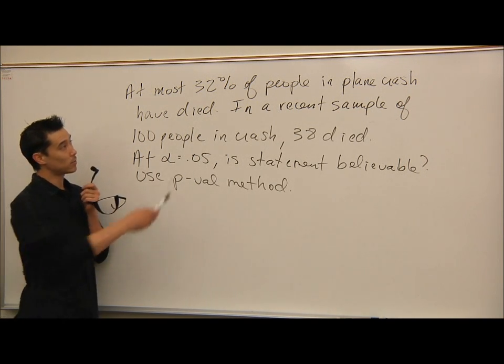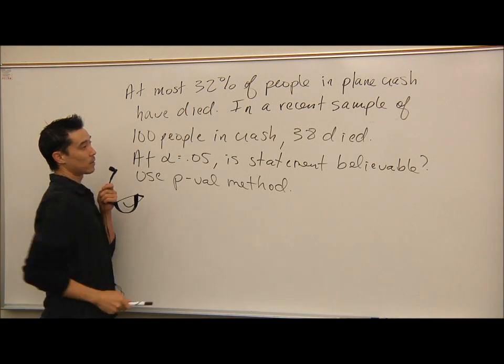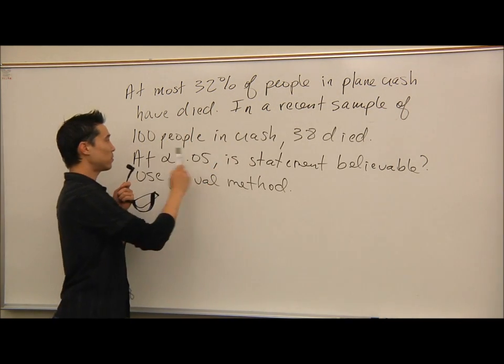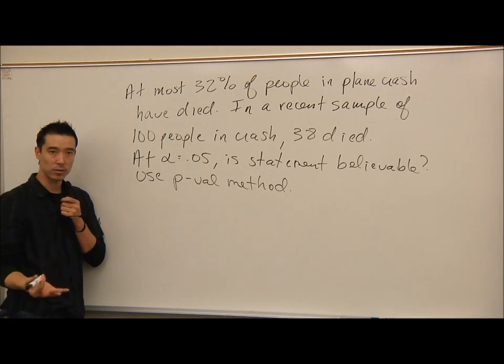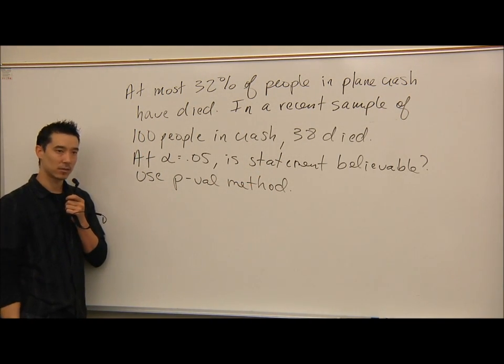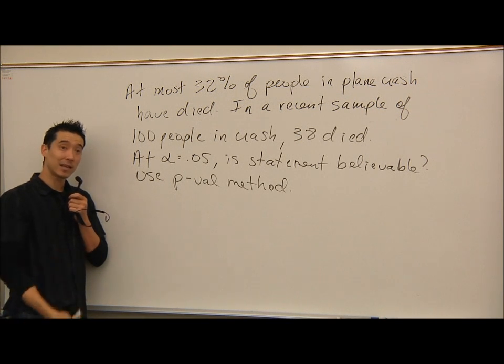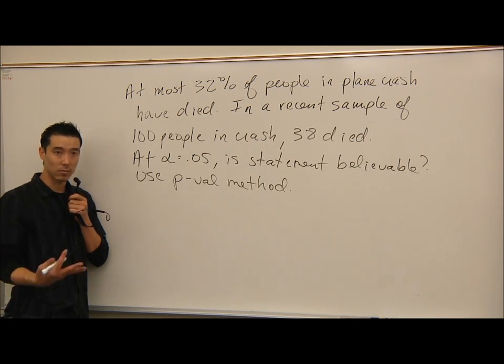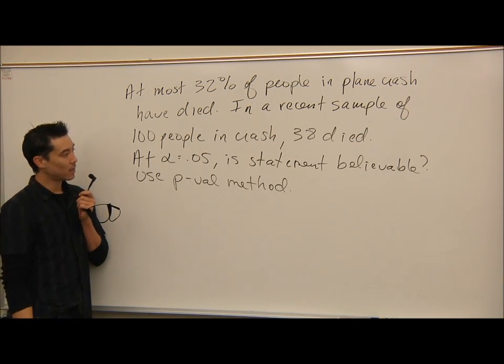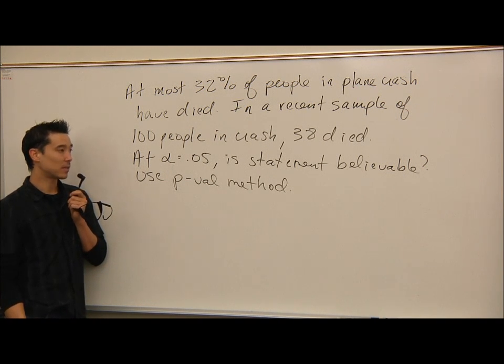Number 2, it gives you a percentage. And then it says in a new sample, we have 138. So a certain percentage or proportion of this new sample has some characteristic of interest. In this case, the characteristic of interest is people that have died from being in a plane crash. That's what we're studying in this problem. At alpha equals 0.05, is the statement believable?